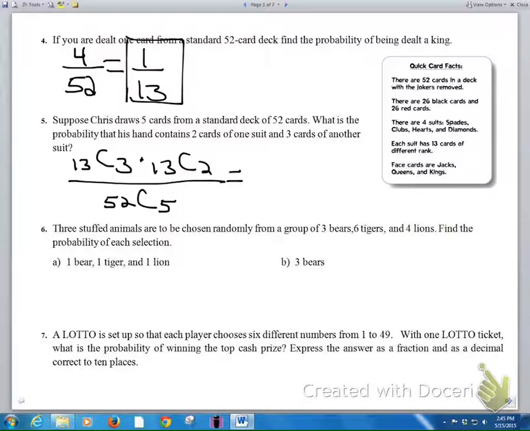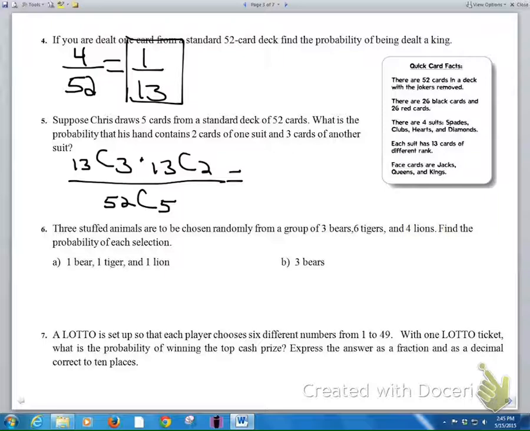So out of the 13, you want 3. And so order's not going to matter, whatever order you deal it. So it would be 13 combination 3. And so that's multiplication times 13 combination 2. And then the possible sample space is 52 combination 5. And we learned all the combinations in the last section.